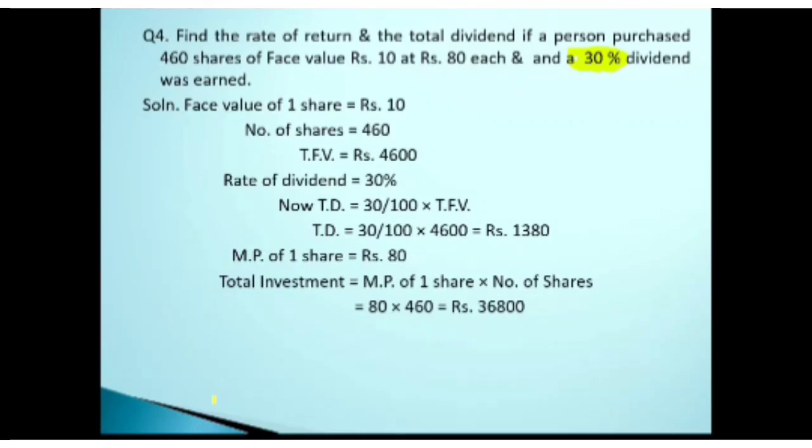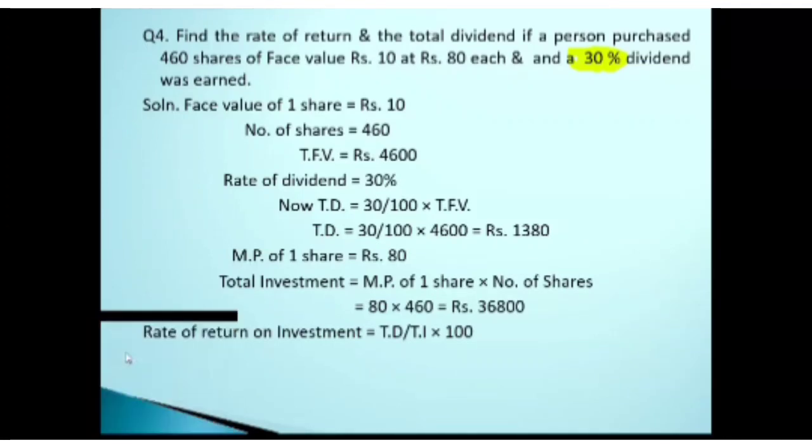This is required because you have to calculate the rate of return, and the rate of return is given by the formula total dividend divided by total investment. So both the components you had already calculated. You got the total dividend as 1,380, which I'm highlighting with the red color, enclosing in the circle. And the total investment you just now got to be rupees 36,800. So both these components we already had obtained, and using this we are going to now substitute in the formula for the rate of return.